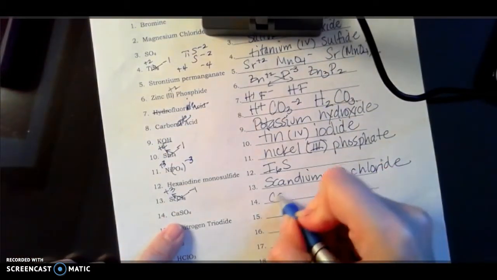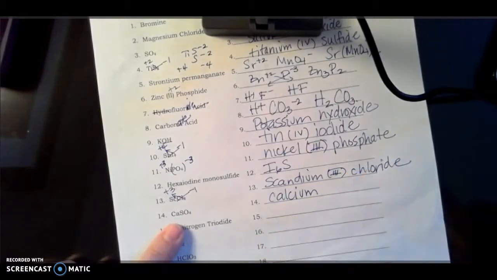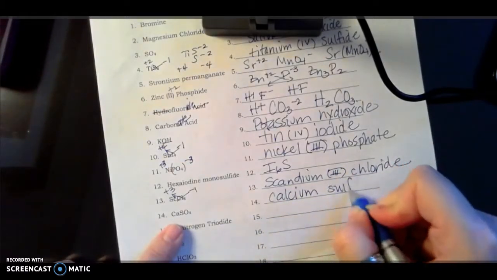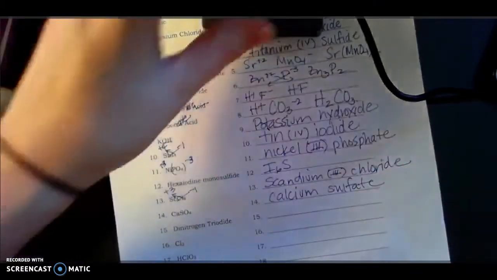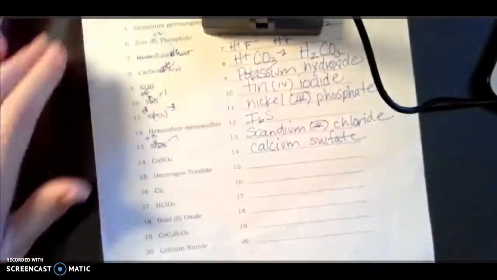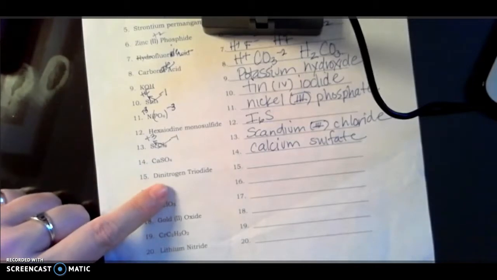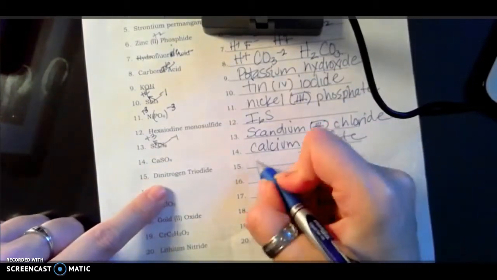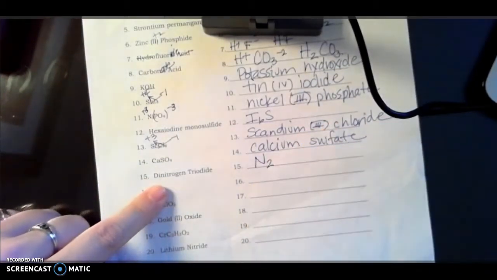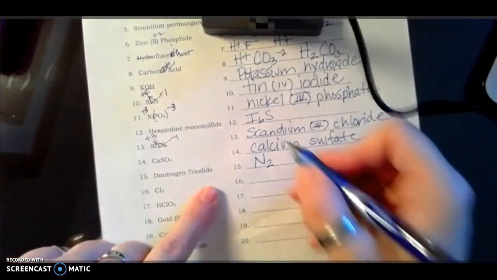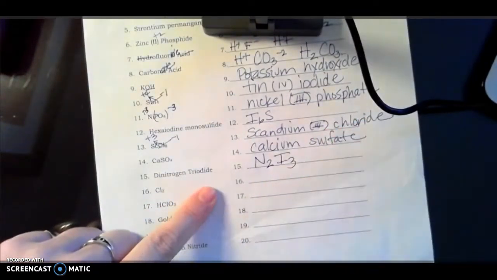CaSO4. Ca is calcium. SO4 is sulfate. So there's nothing special that you need to do here. Just name your cation and name your anion. Dinitrogen triiodide. So dinitrogen is N2, 2 nitrogen. Triiodide, that means that there's 3 iodine, so I3.